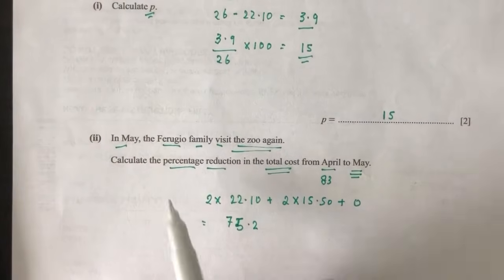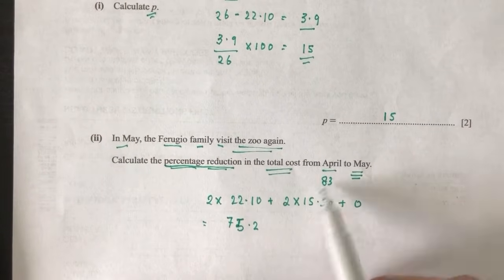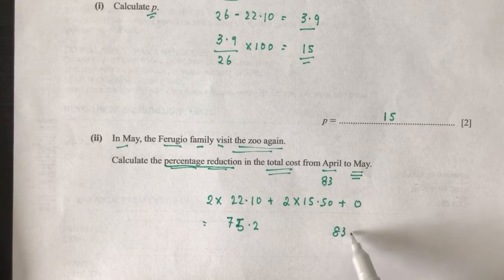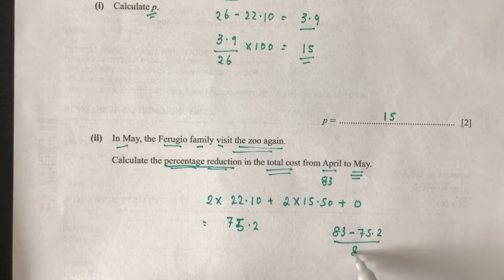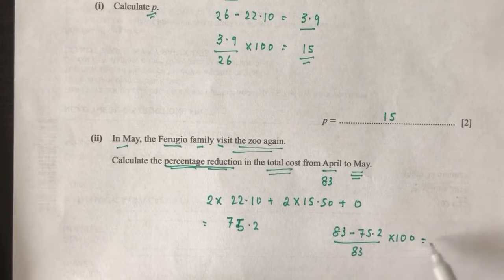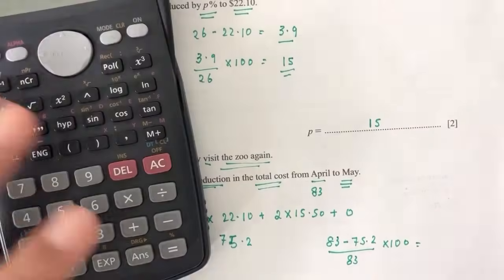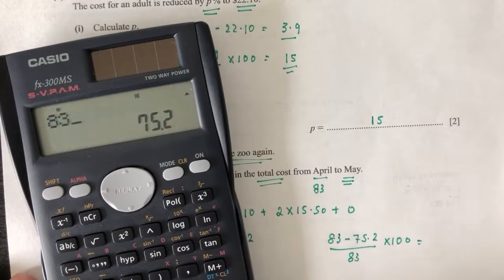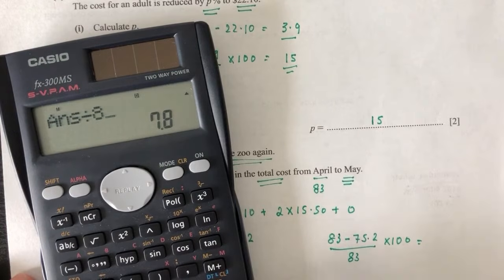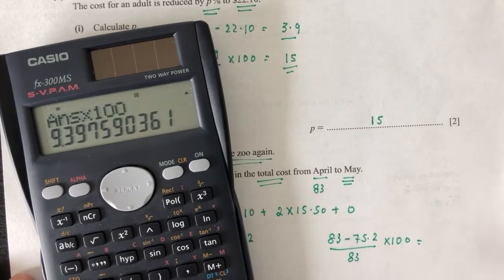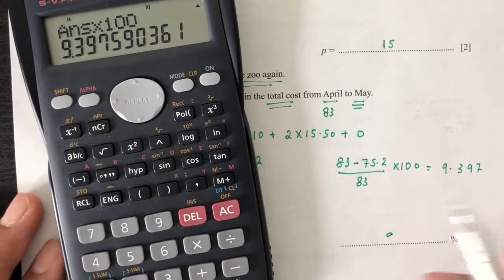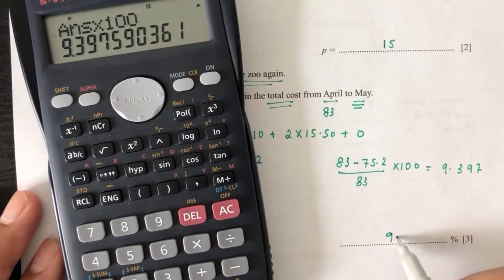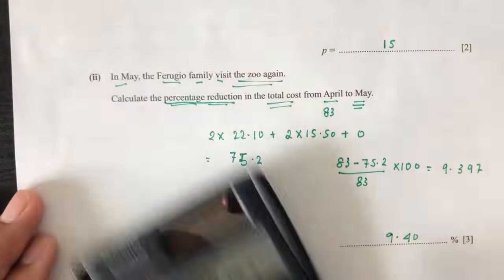So now the question is, what is the percentage reduction? So we have to find the difference. 83 minus 75.2 divided by initial amount times 100. So let's do that and see what we get. So 83 minus answer divided by 83 times 100. That will be 9.397, which is answer 3SF will be 9.40. That will be your answer for part 2.